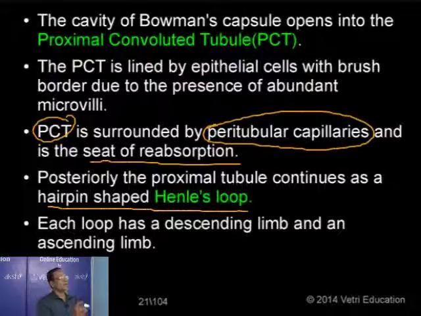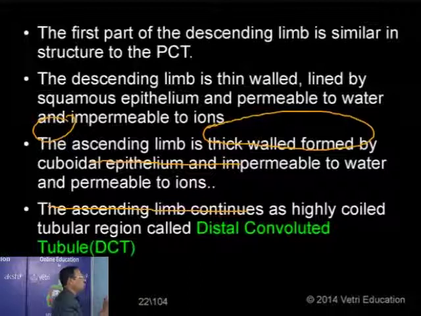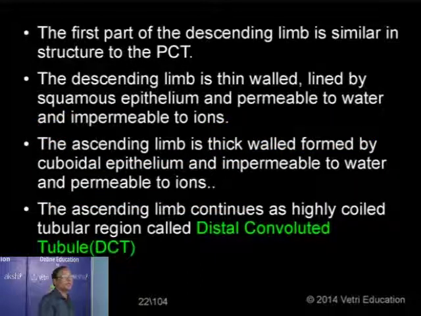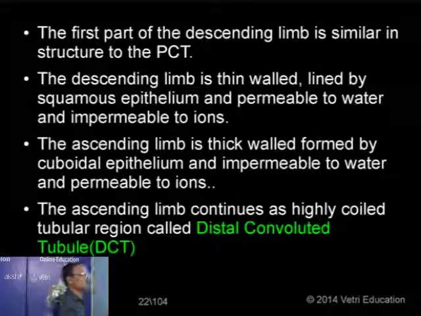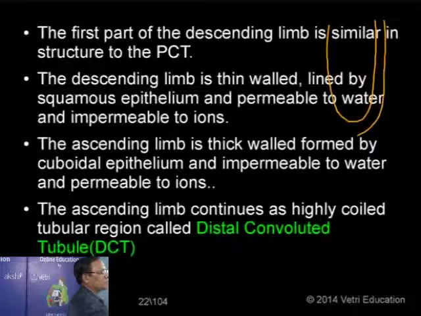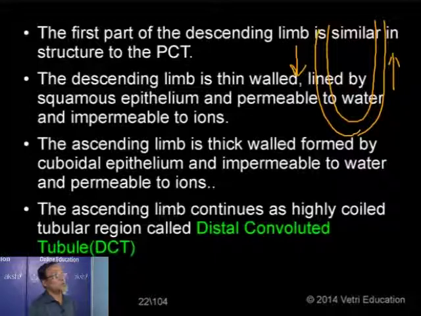If you take Henle's loop, each loop has a descending limb and an ascending limb, a hairpin-like structure, just like this. Normally the descending limb is thin walled. The first part of the descending limb is more or less similar to the structure of the proximal convoluted tubule. Now the ascending limb has a thick wall because it is formed of cuboidal epithelial cells. The ascending limb is lined with cuboidal epithelial cells, that's why it is thick.